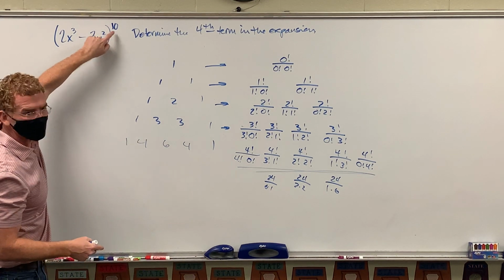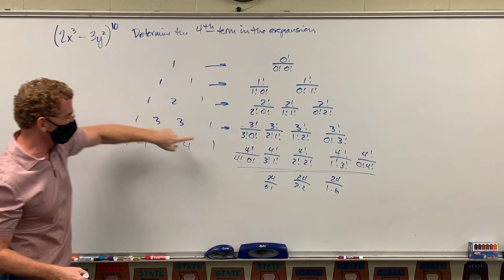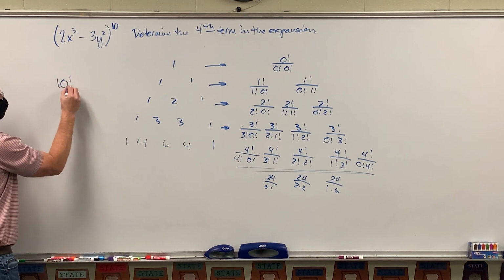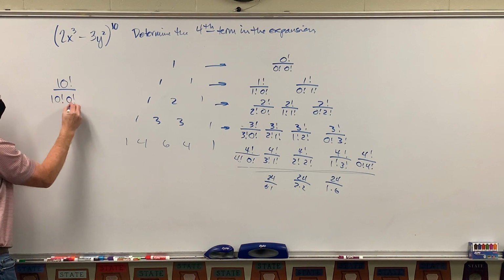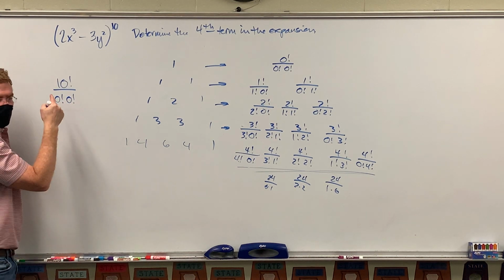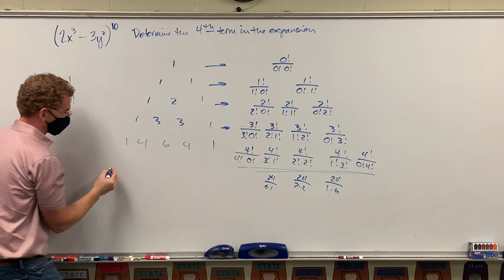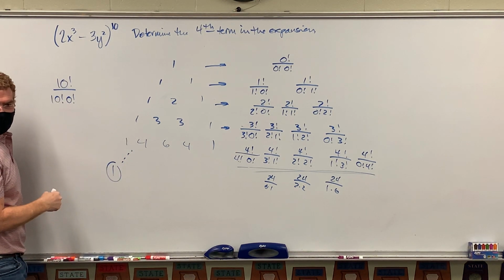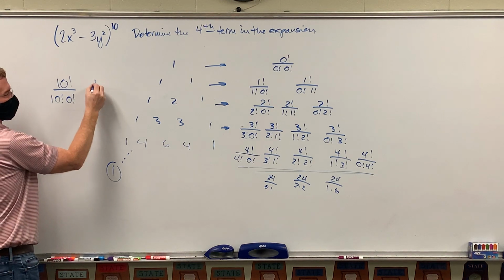So on a 10 row, I'm not going to start with 4 factorial, 4 factorial, 0 factorial. What am I going to start with? 10 factorial, 0 factorial. That would be the number that stands for the 1 if I went all the way to the 10th. And then the next one would be what?